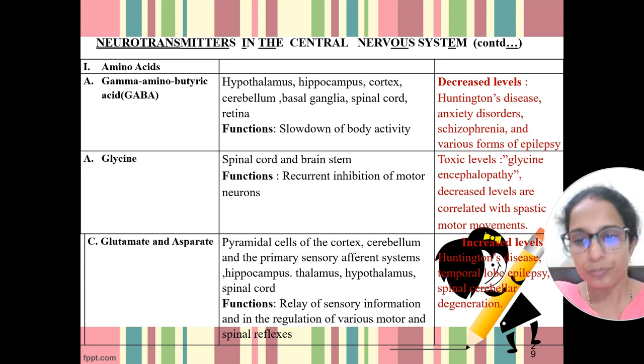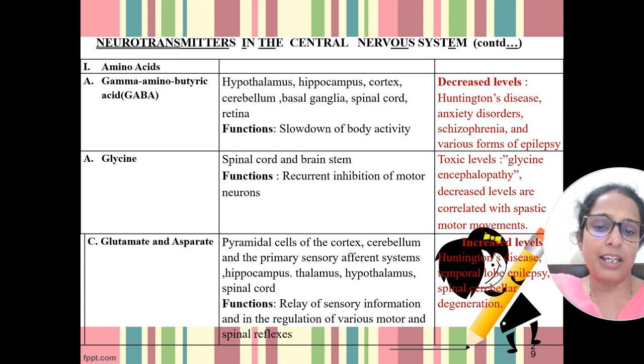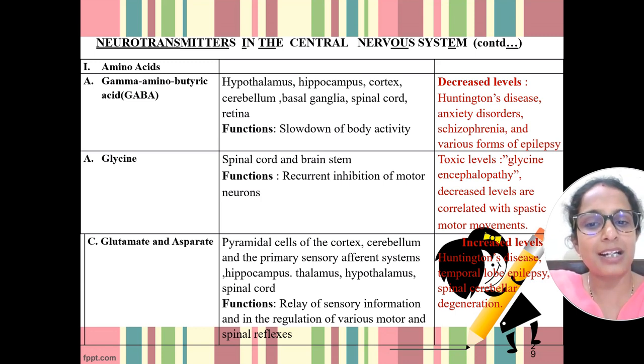And the next is glutamate and aspartate. They are present in the cells of the cortex and the cerebellum, in the primary sensory afferent systems, hippocampus, thalamus, hypothalamus, and the spinal cord. The main function of these is the relay of sensory information and the regulation of various motor and spinal reflexes. Jitne bhi hamare motor and spinal reflexes hamari body mein feel ho rahe hain, sensory informations jo pass ho rahi hain, that is passed by glutamate and aspartate.